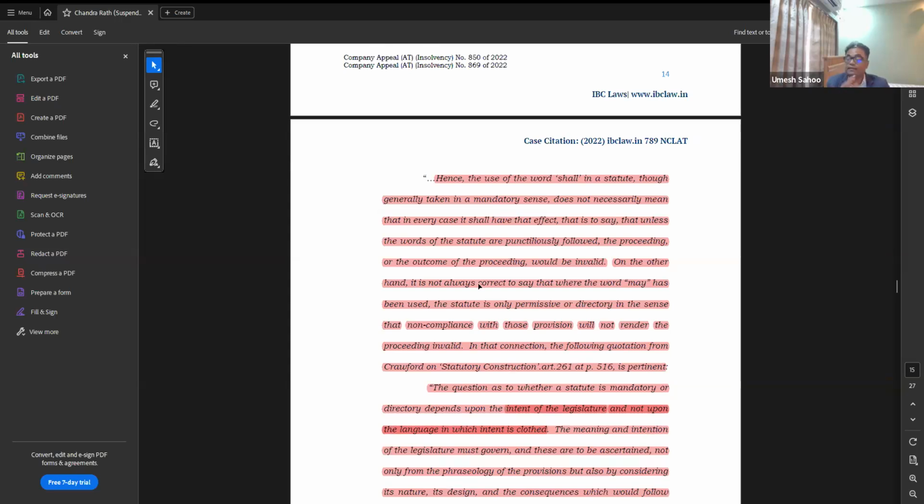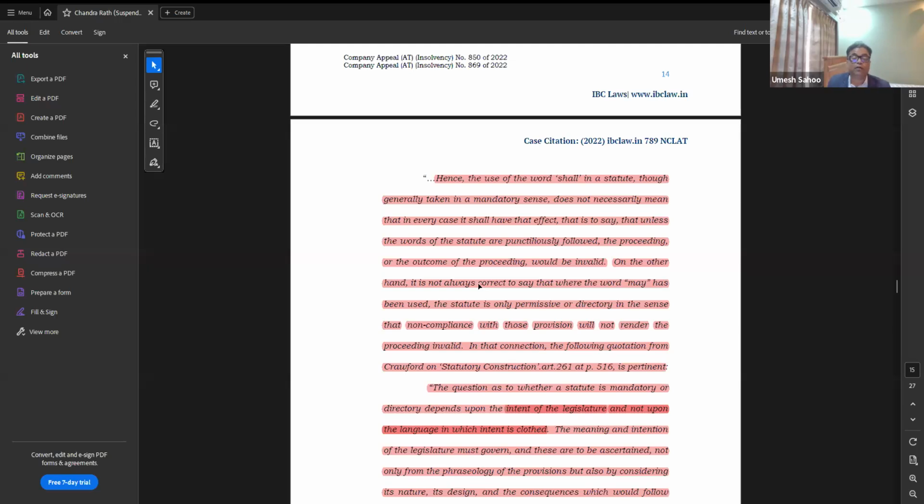We have to remember this thing: the use of the word "shall" in a statute, though generally taken in a mandatory sense, as we discussed now, does not necessarily mean that in every case it shall have that effect. That is to say, that unless the words of the statute are strictly followed, the outcome of the proceeding would be invalid.